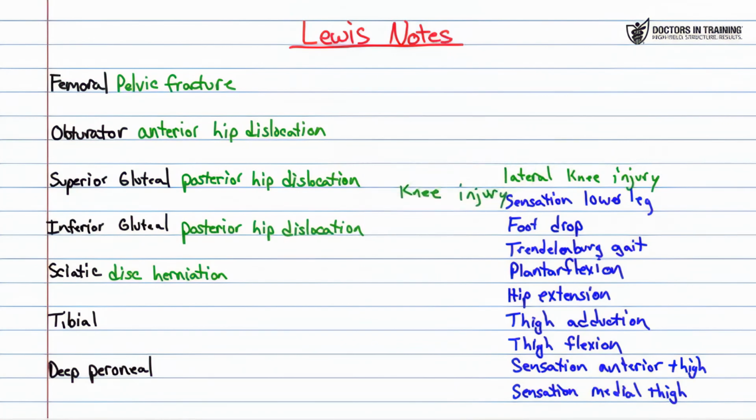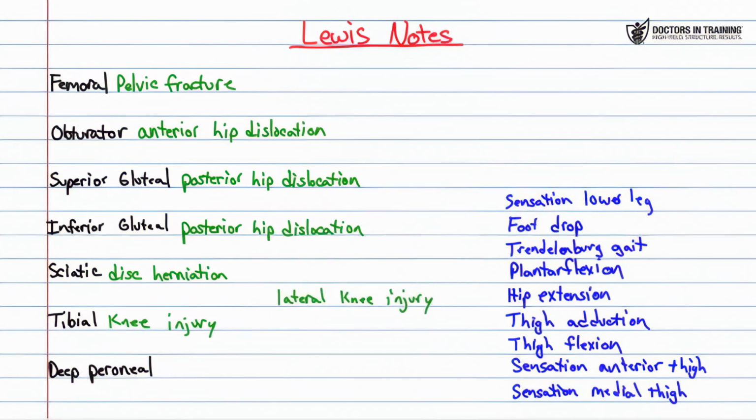Knee injury, just a general knee injury, that's how I remember the tibial. But then a lateral knee injury is going to go over here with the deep peroneal. So that goes there. So now let's talk about the type of manifestations we're going to see here.